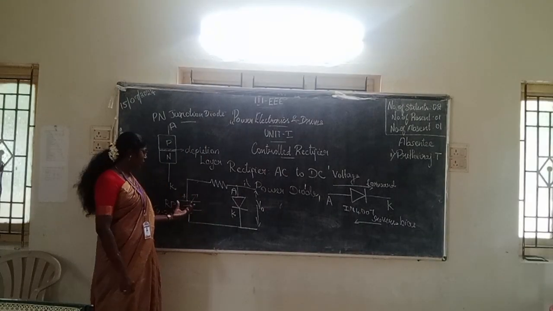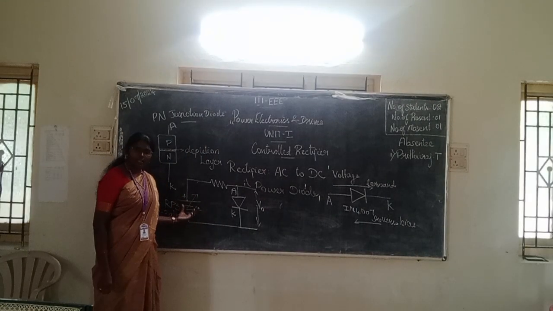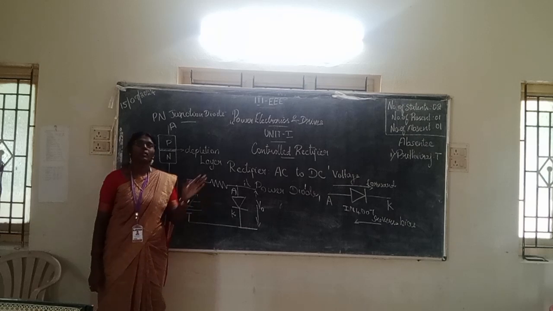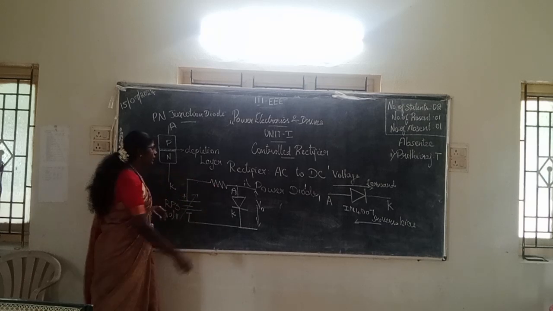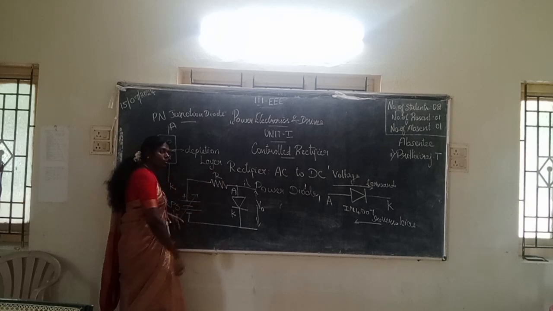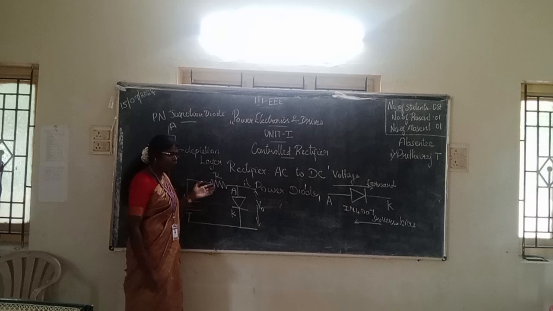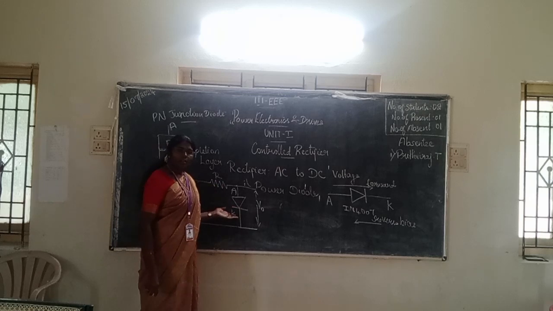I am giving a DC supply, a regulated DC power supply of rating 0 to 30 volts. I can vary it up to 30 volts. I am connecting a resistance of any value. Most probably you can choose 1 kilo ohm or 100 ohm, between those particular ranges. Next is the diode.